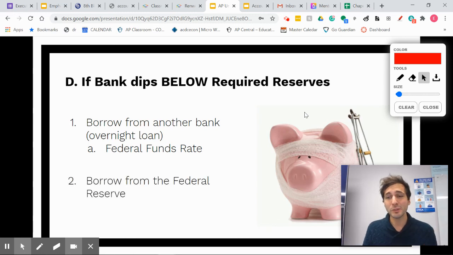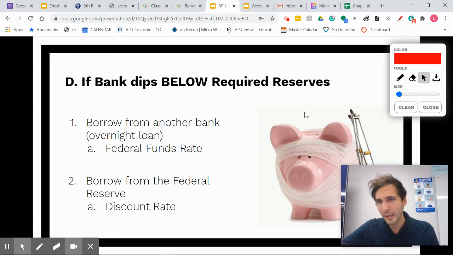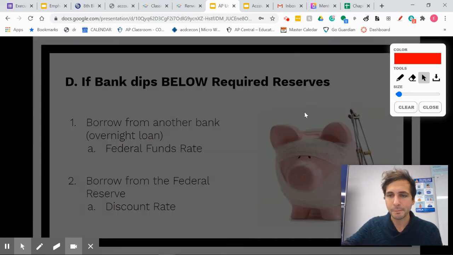The second thing they can do is just borrow from the Federal Reserve. They're like, oops, sorry, we're out of compliance. Can we please borrow from you at interest? And the interest rate they pay the Federal Reserve, as we referred to earlier, is the discount rate. So those are the two options banks have. You just need to know that definitionally. Sometimes they'll have you do a bank balance sheet, and then they'll say, hey, excess reserves or required reserves are too low. What can this bank do? And you've got two options for what you write in there.